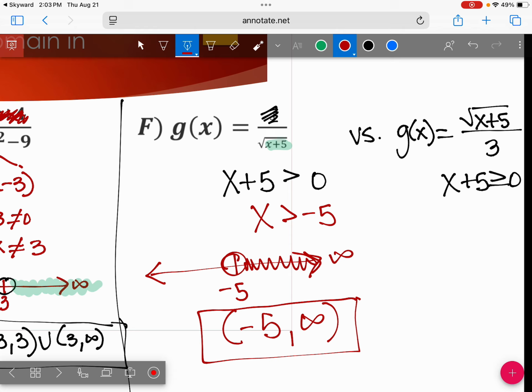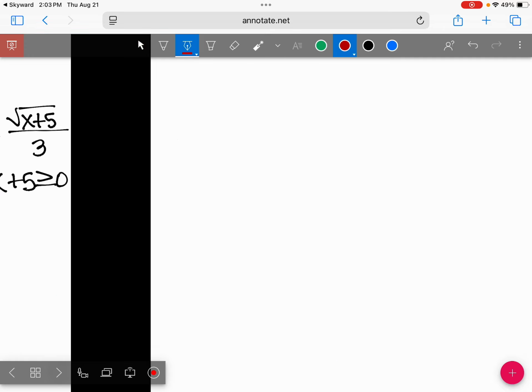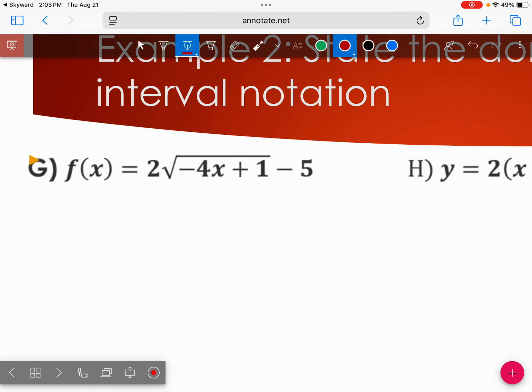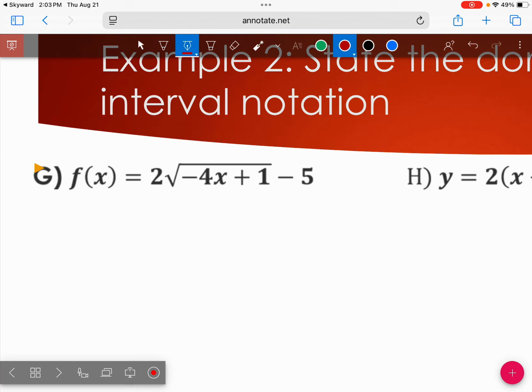All right, last slide. G, H, and I. We'll copy them down one at a time. Let's start off with G.